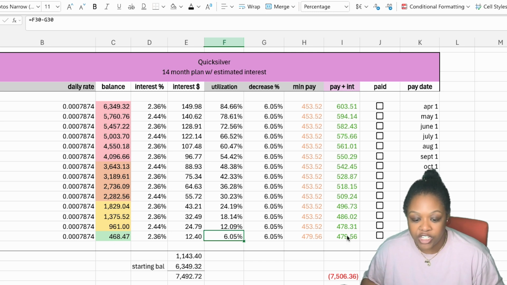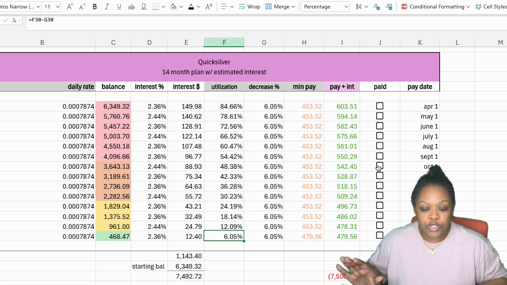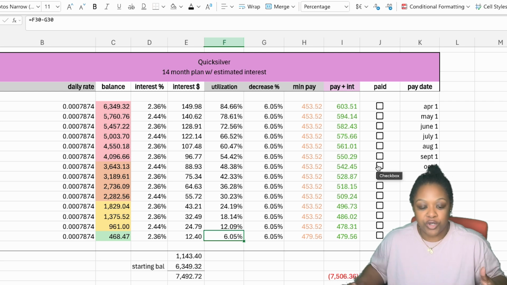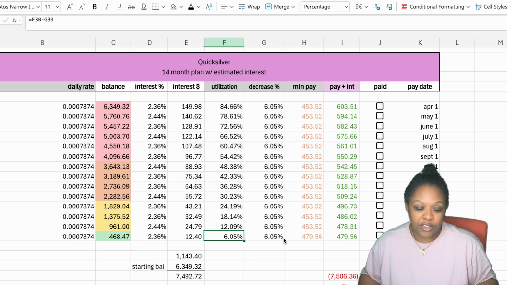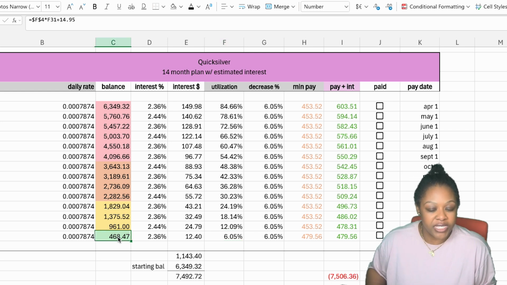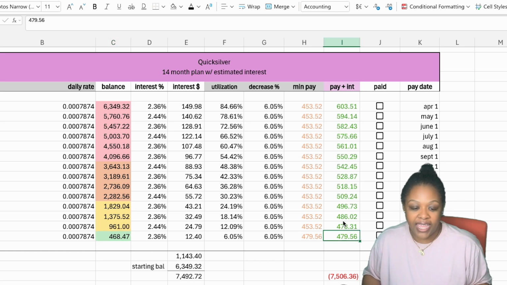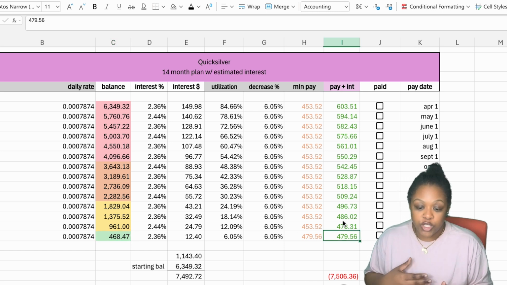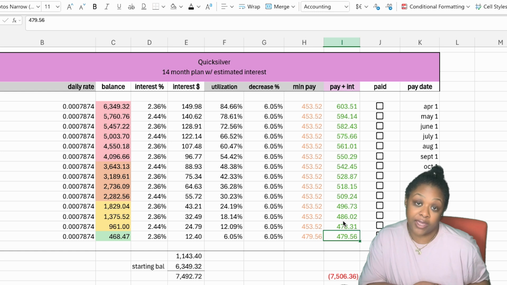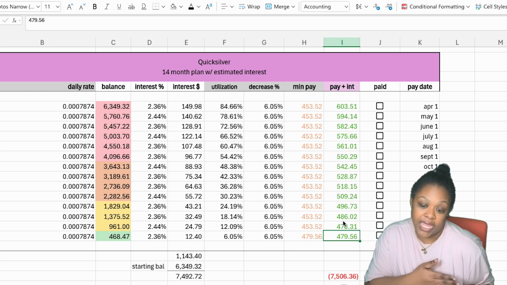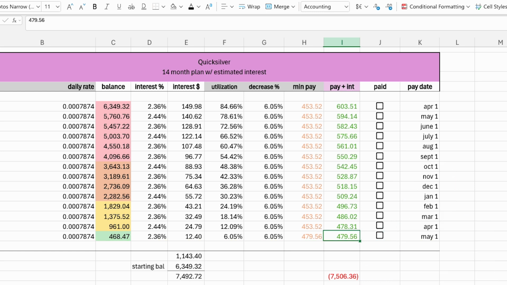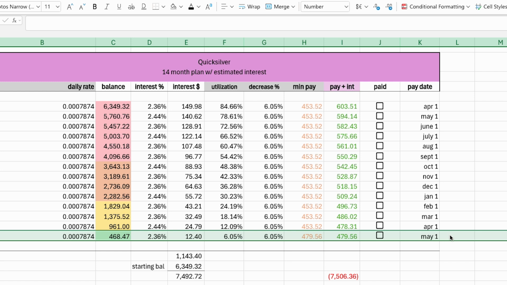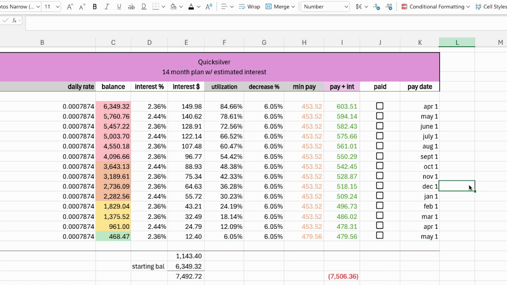Now the calculation is a little bit off just due to rounding, so my final payment will be anywhere from $468 to $479, anywhere in between there. So be prepared to pay $479, but it can be as low as $468. That's the very last thing. According to my schedule, I won't be done with this until May of 2026. Yeah, that's where it starts. Which is 14 months from now, yeah.